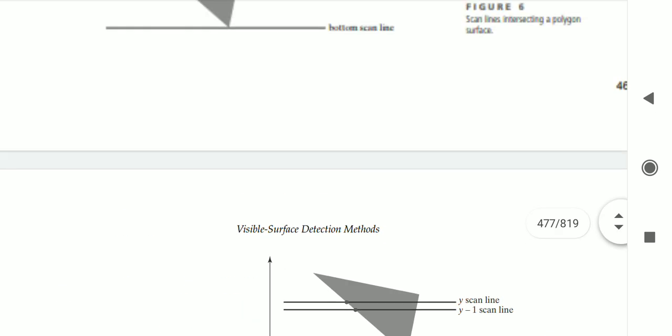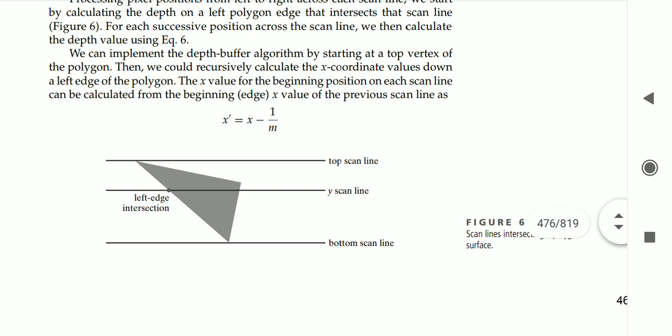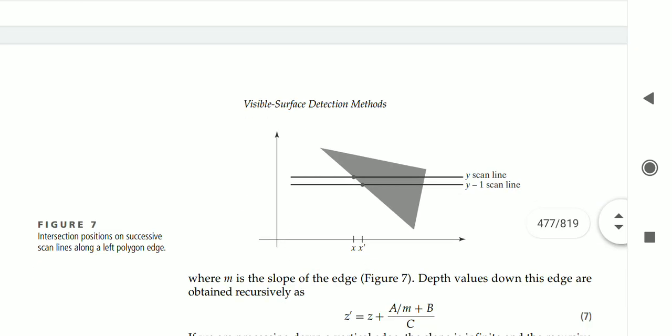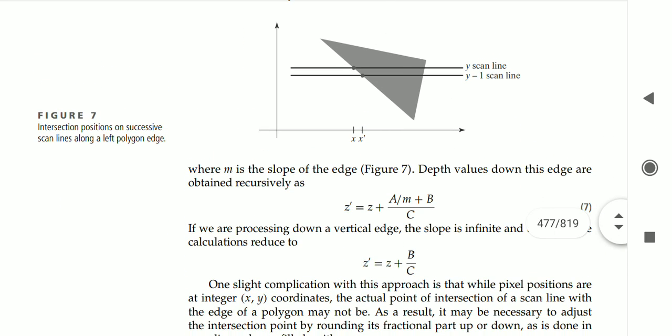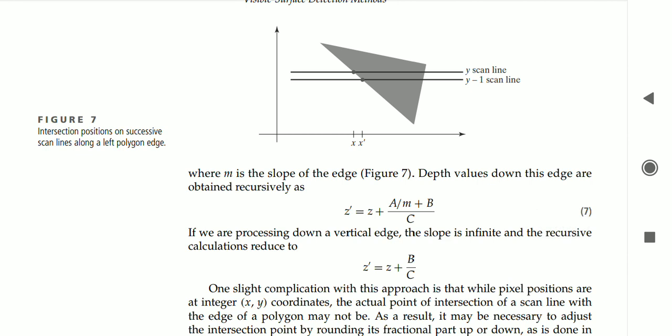In the left edge, how to compare? This is nothing but the slope value. Here the equation is given: x dash equal to x minus 1 by m, where 1 by m is the slope of the left edges. So by using the slope equation, we can calculate z dash equal to z plus a by m plus b. The equation is given. Finally it becomes b by c. How does it become b by c? The slope value is considered as infinity.